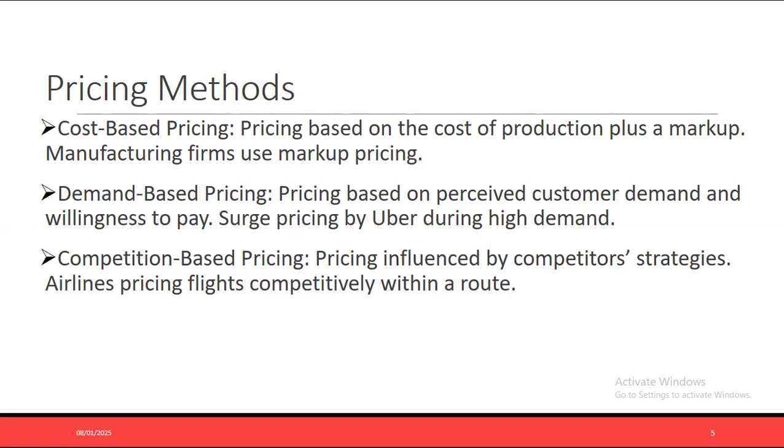Then we have the demand-based pricing. Demand-based pricing is based on perceived customer demand and the customer's willingness to pay. So some of these, for example, Bolt or Yango, there are times there's a surge.